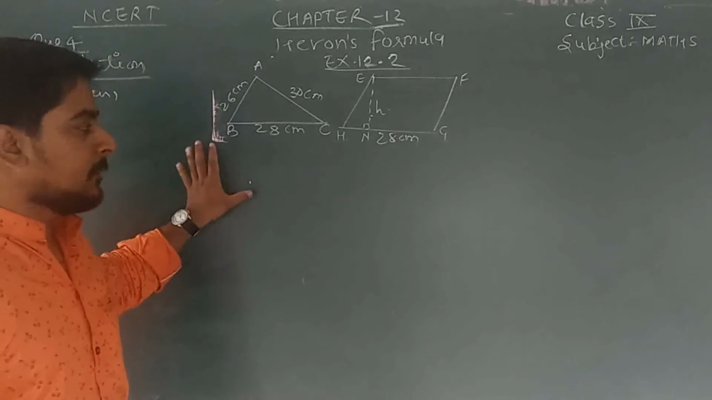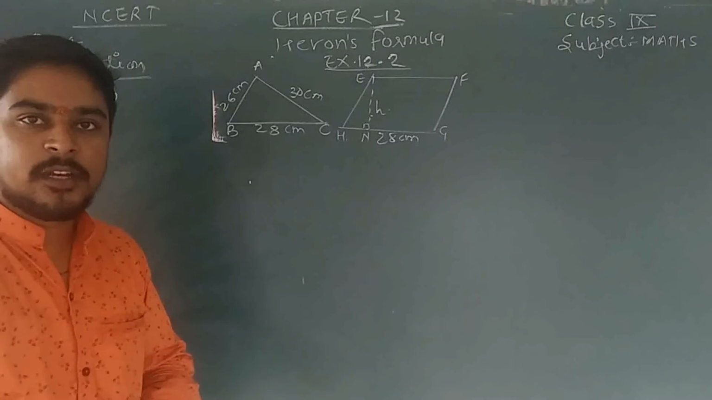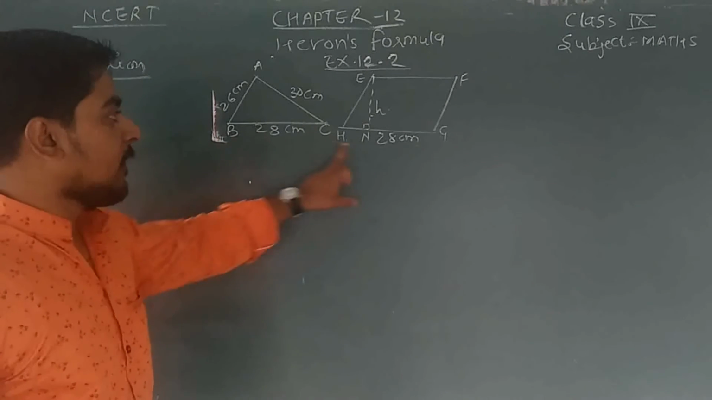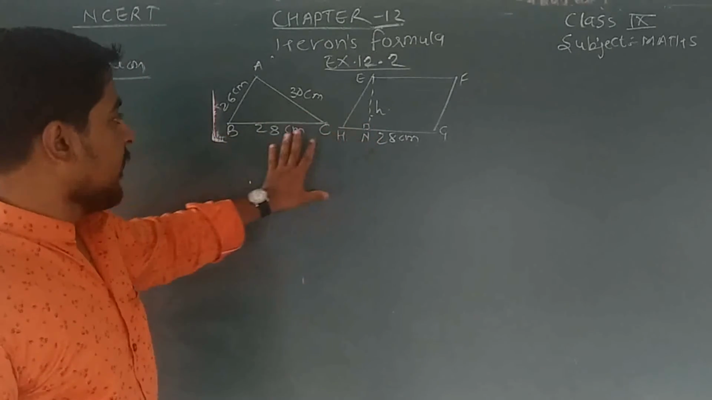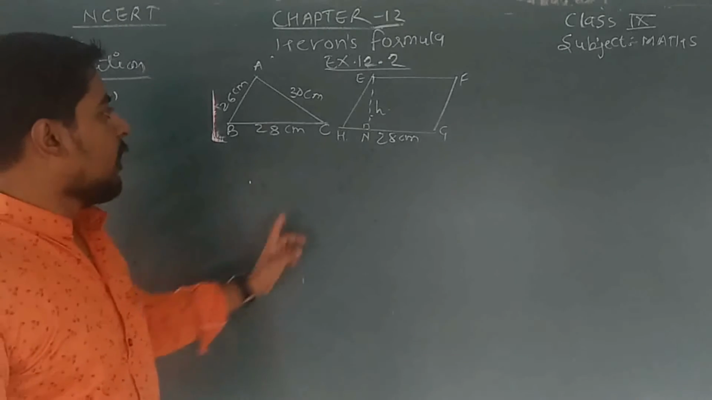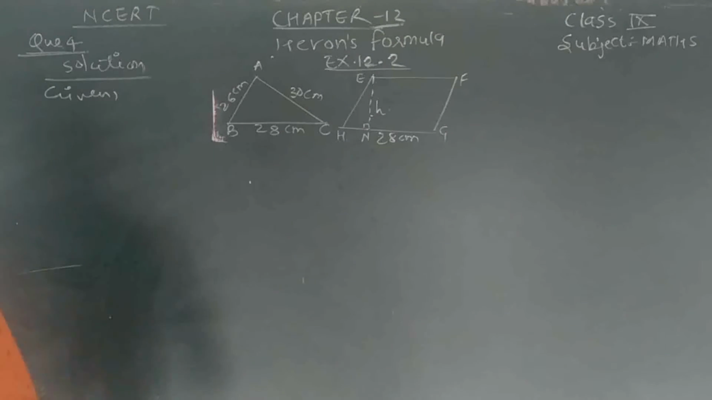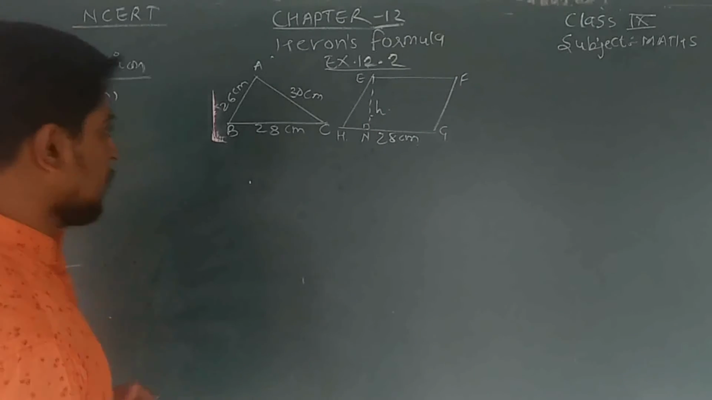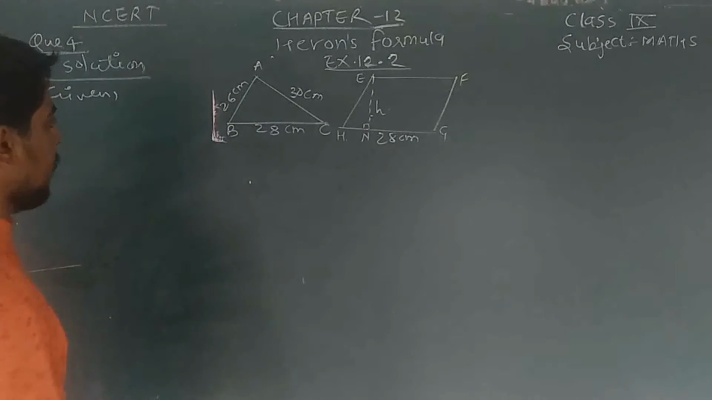The question is that a triangle and a parallelogram are given here, and according to the question, the base of both the triangle and the parallelogram are the same. It means the base of the triangle and the base of the parallelogram are the same, and you have to find the height of the parallelogram. So it is a very simple question. The next thing is that the area of triangle ABC is equal to the area of the parallelogram. This is given. Now first we will find the area of triangle ABC.